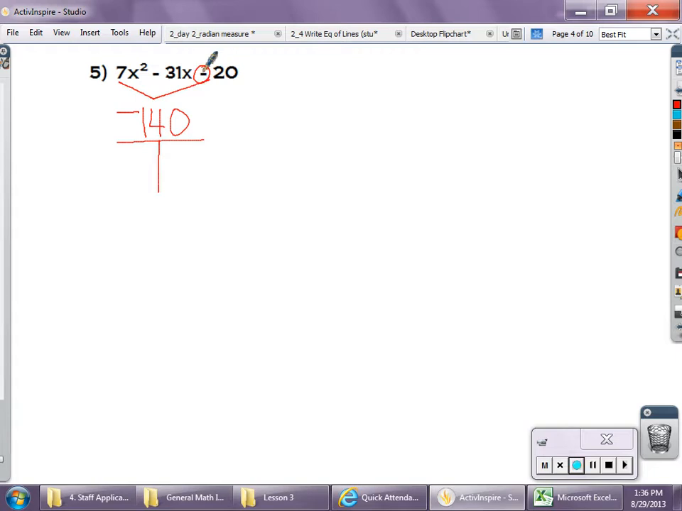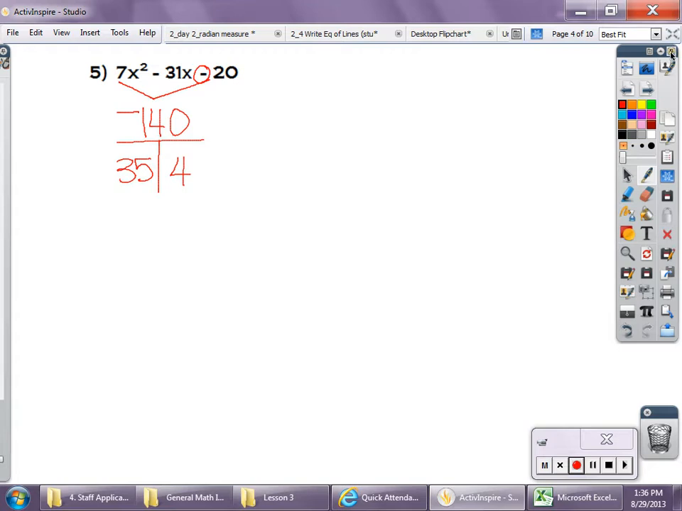In this case, 35 times 4 gives me 140. If I subtract them, that would give me 31. And so you figure out which term has to be negative, because they have to multiply to negative 140. If I want them to add up to negative 31, then I'm going to need one of them to be negative, one of them positive, and the larger one has to be negative.